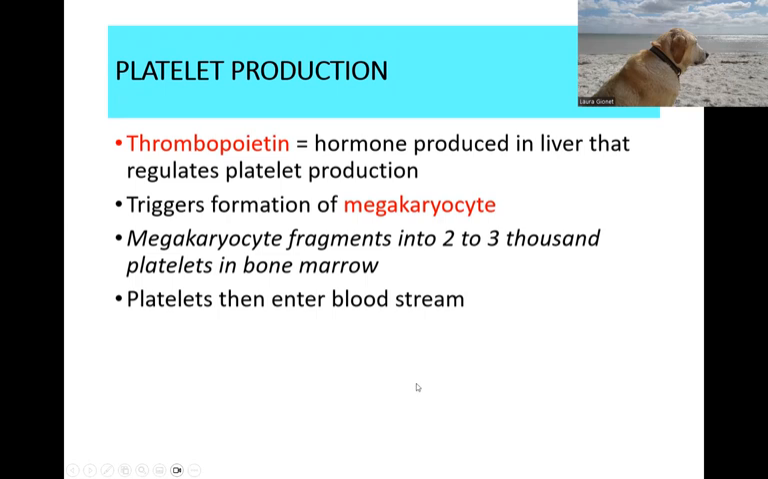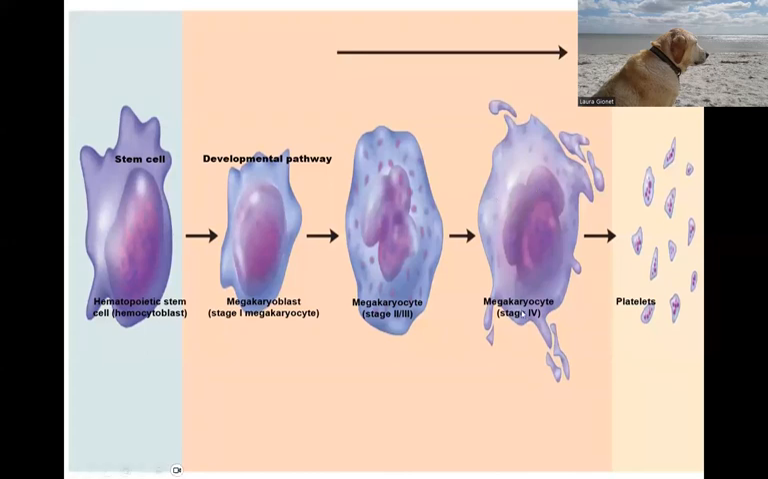Platelet production: thrombopoietin is the hormone produced in the liver that regulates platelet production and triggers the formation of megakaryocytes. Each megakaryocyte can produce about 2 to 3,000 platelets in bone marrow. That's a lot. Platelets then enter the bloodstream. This is a picture of a megakaryocyte. It's this huge cell, that's why they call it mega, and the platelets are kind of exfoliating into little fragments right off the surface.